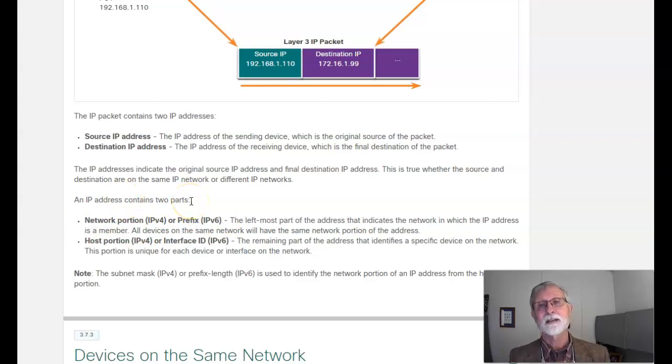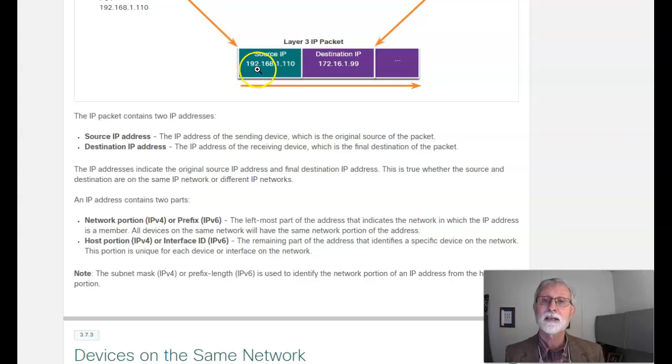An IP address basically has two parts: a network portion and a host portion. Now in IPv4, when I look at a number like 192.168.1.110, I can't tell looking at that number which part is the network and which part is the host, an end device.